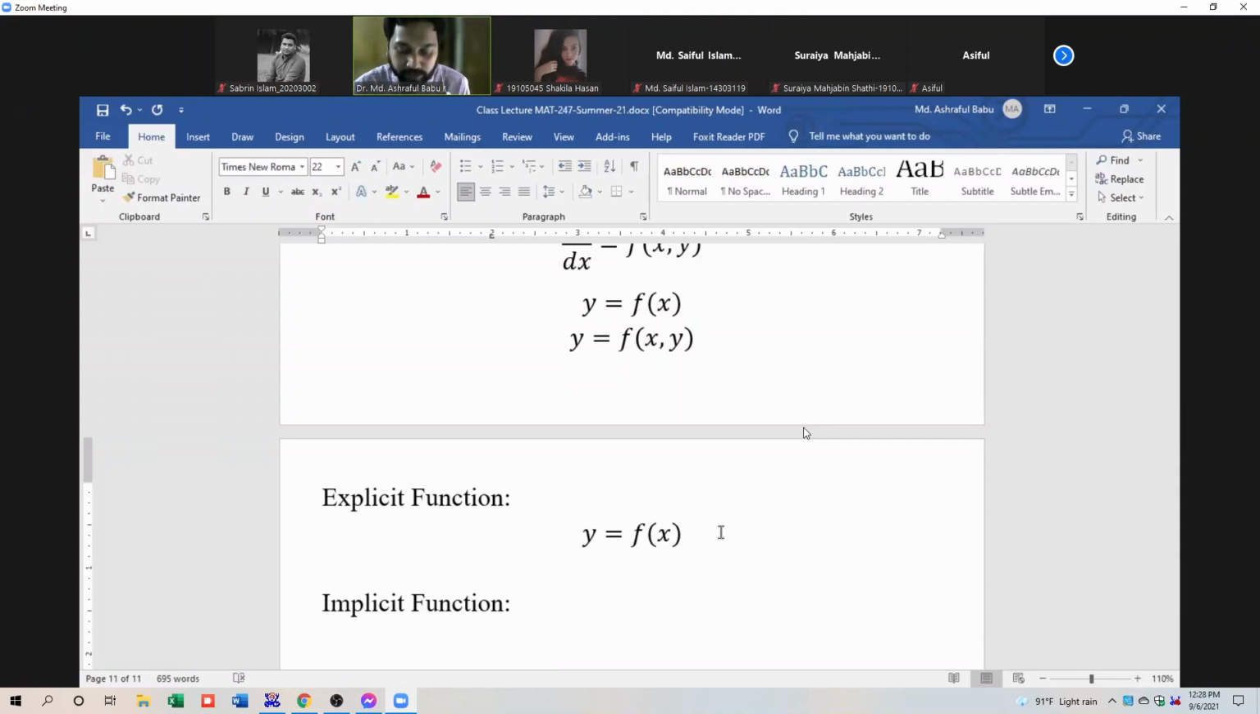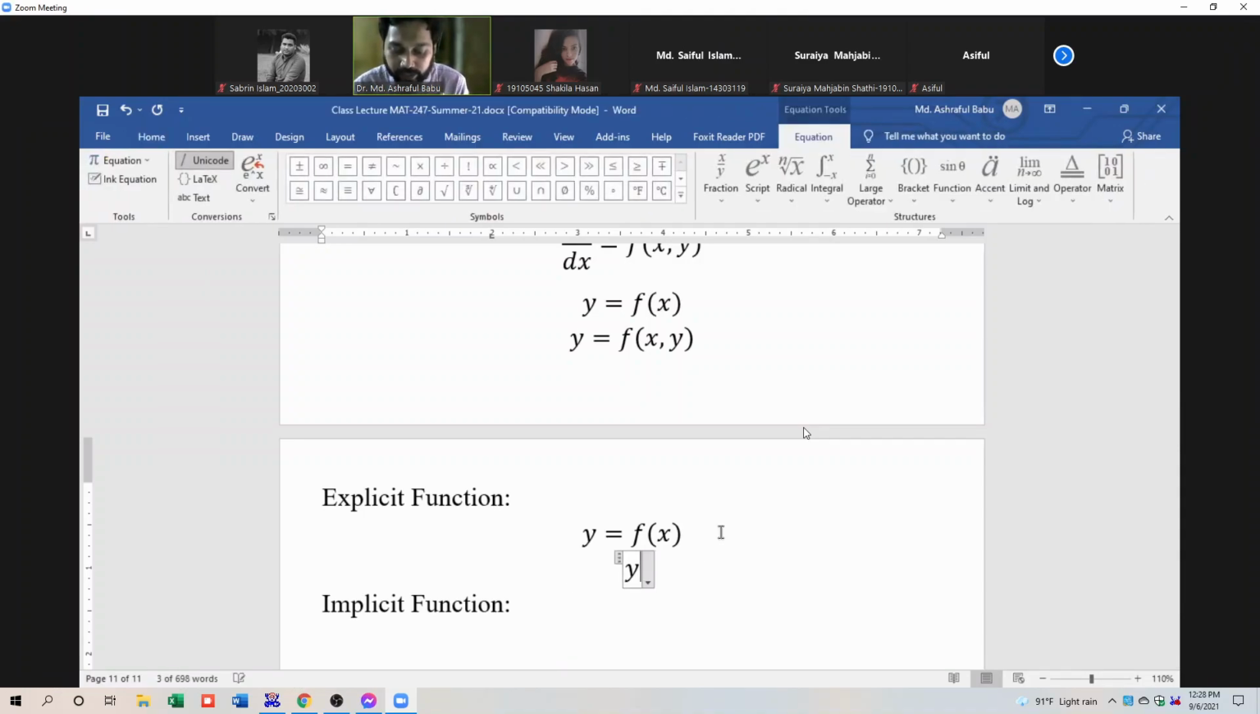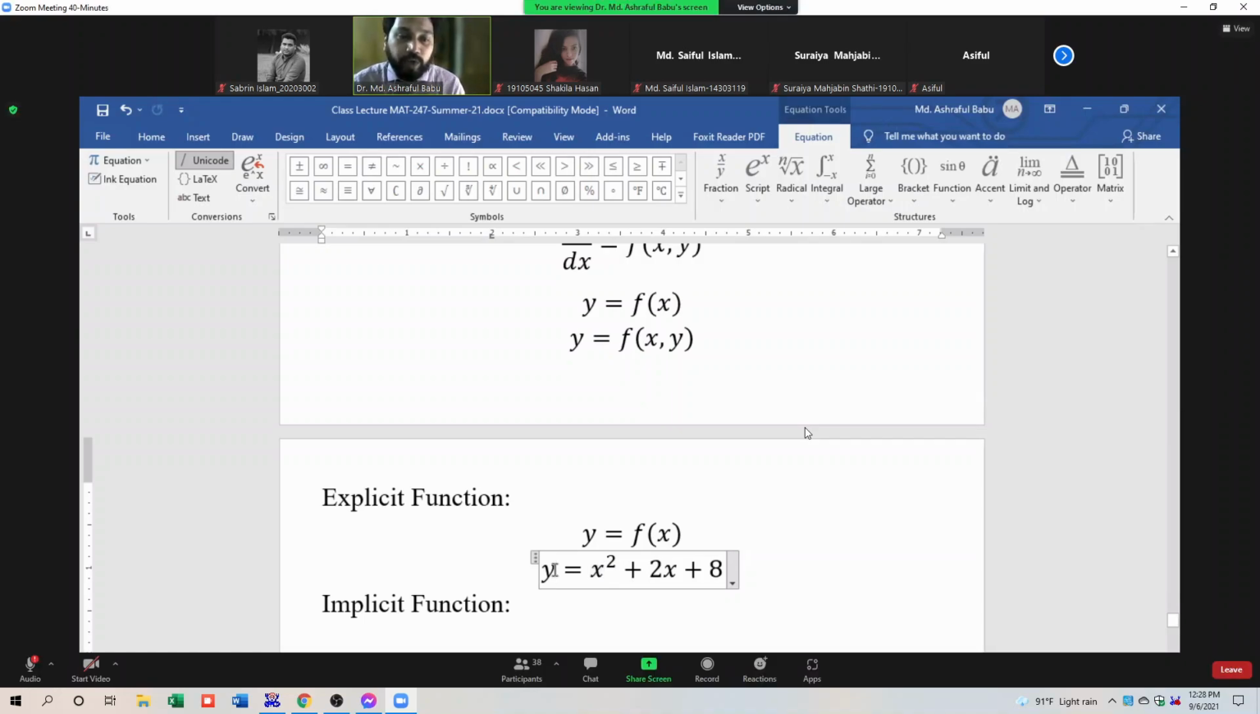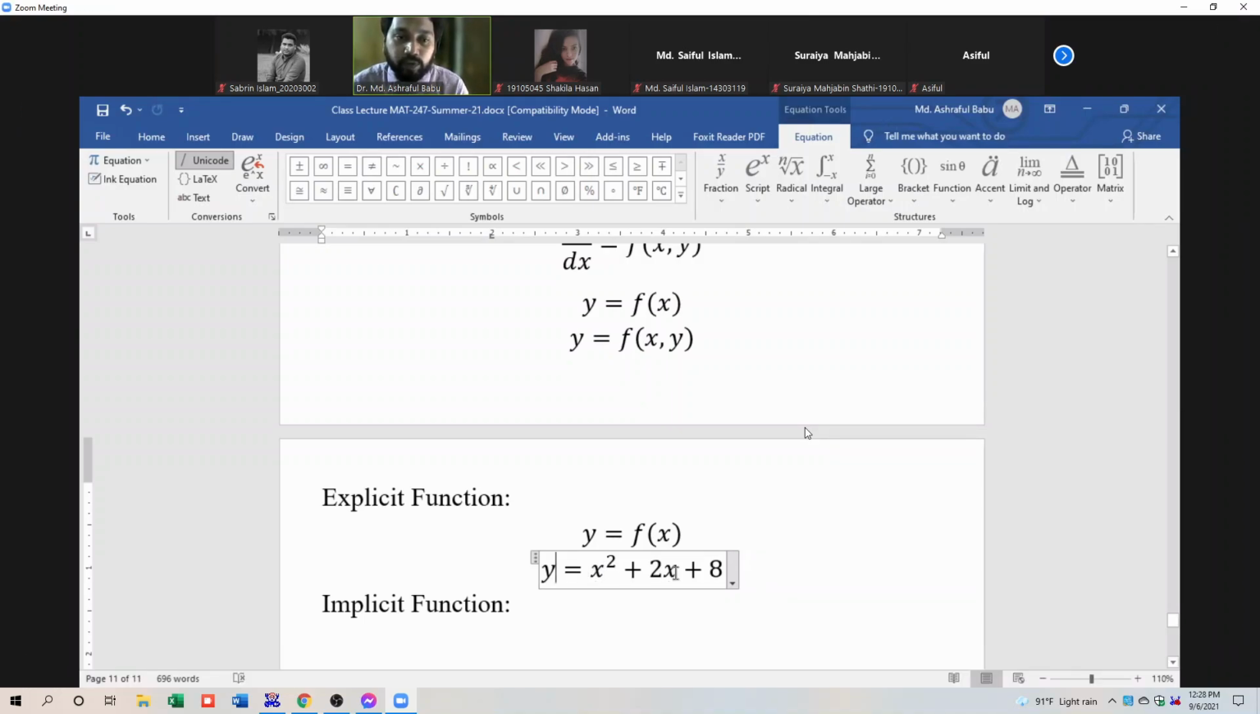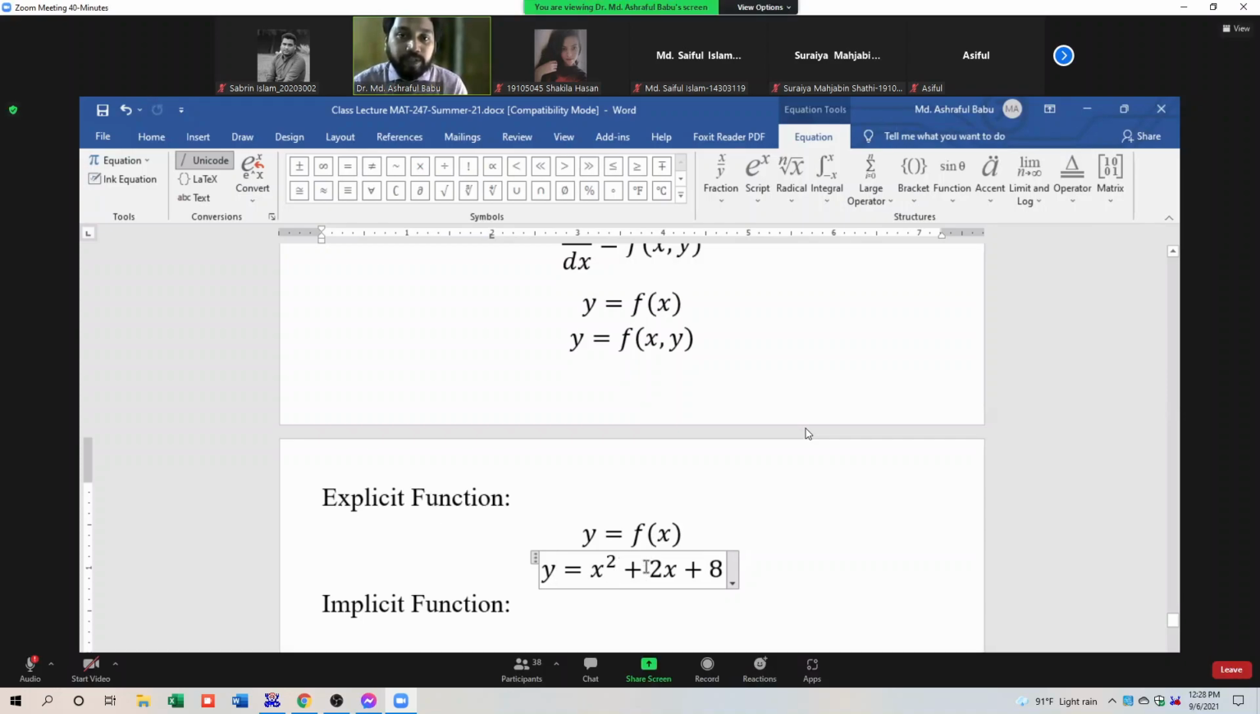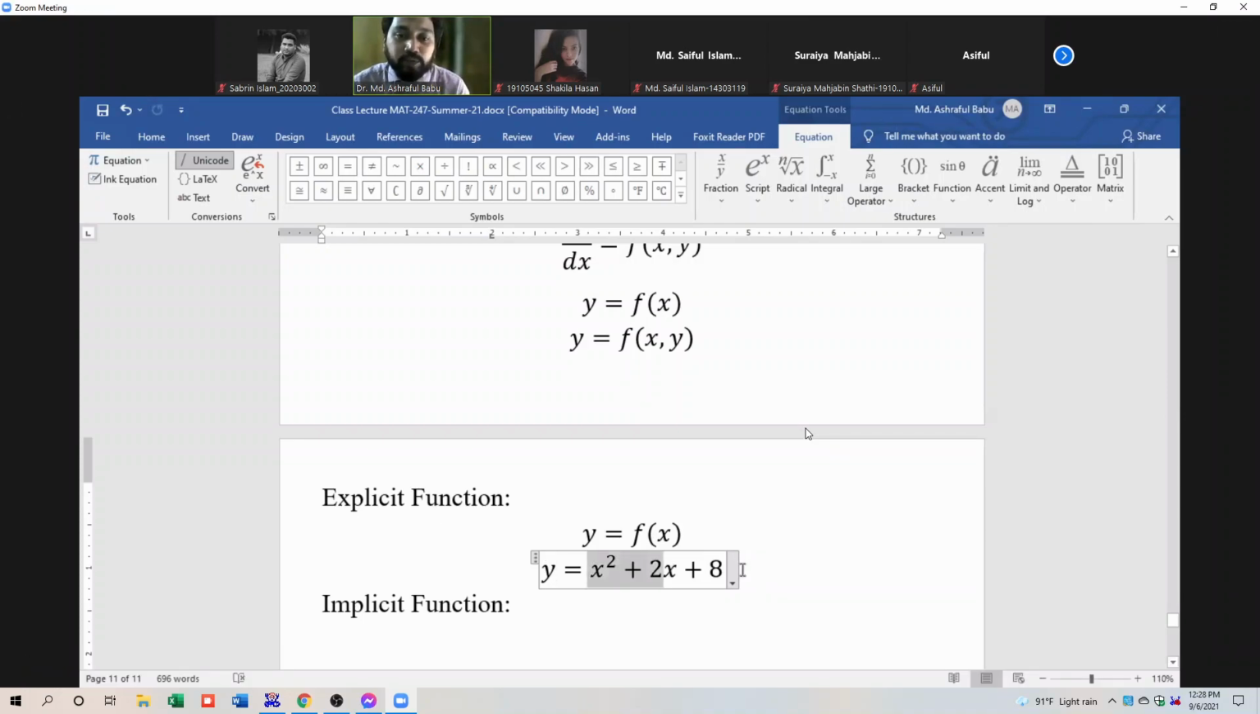So this is very simple. You can write y equal to x squared plus x plus 5. So this is the explicit function. That means there are two variables, independent variable and dependent variable. X is the independent variable and y is the dependent variable. When you separate the independent and dependent variable, that is called explicit function. That means dependent variable equal to an expression in terms of independent variable. If we can express dependent variable in terms of independent variable, that is called the explicit function.